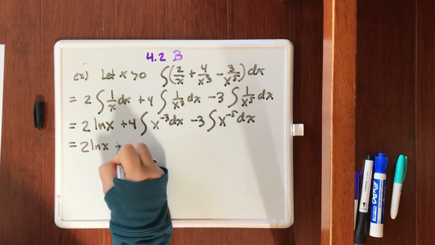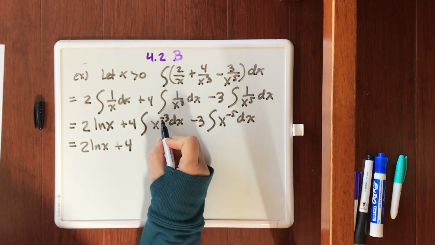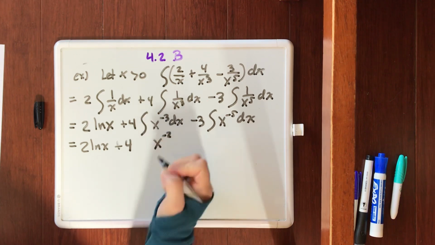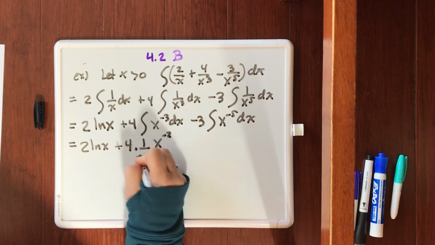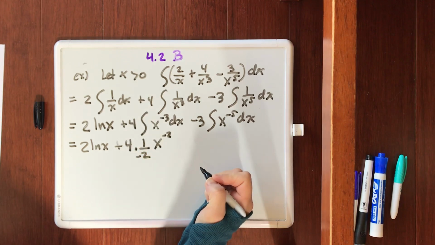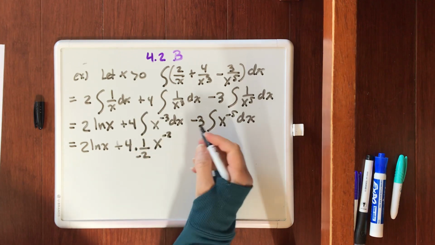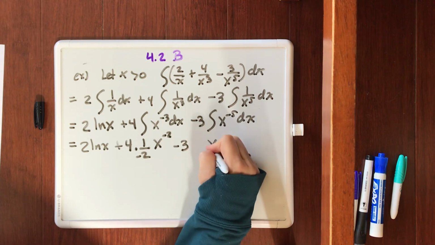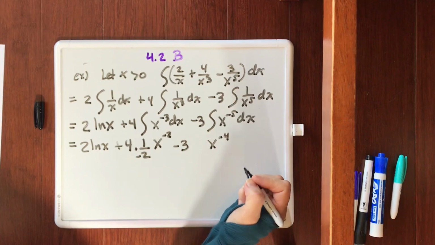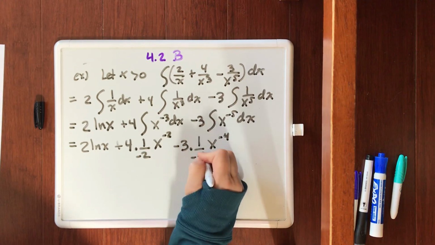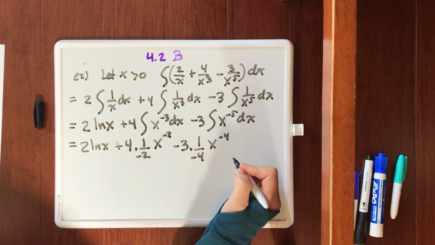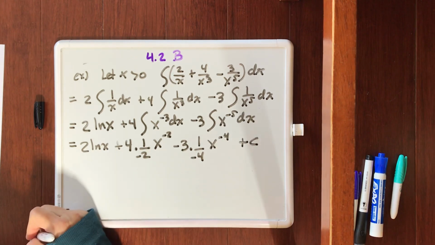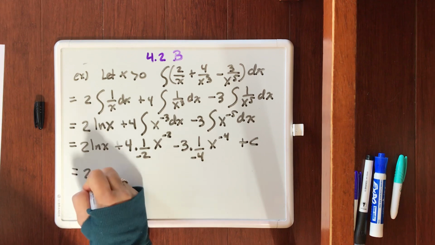Okay, we're going to keep this 4. Negative exponent, we're going to add 1 to a negative 3. That gives us negative 2. So we're going to multiply by 1 over negative 2. Okay, next one we keep this negative 3. We're going to add 1 to the negative 5. That gives us negative 4. So we're going to multiply by 1 over negative 4. And then what do we need to do? That's right, plus c. Okay, so let's simplify this now.